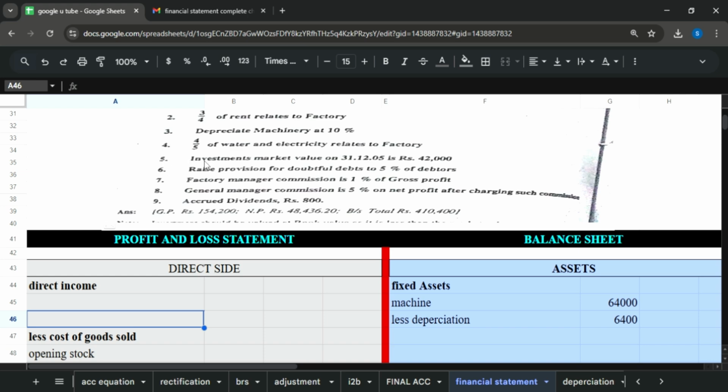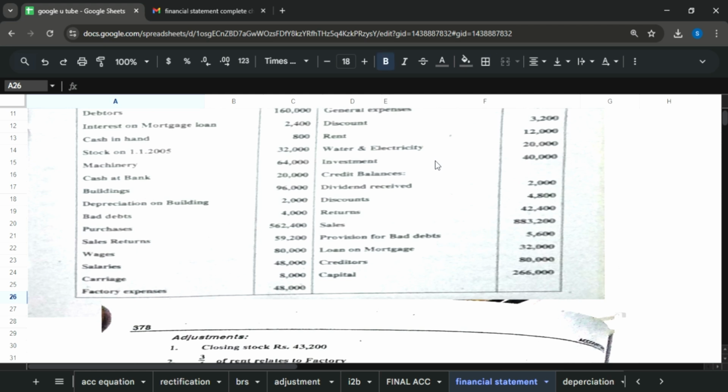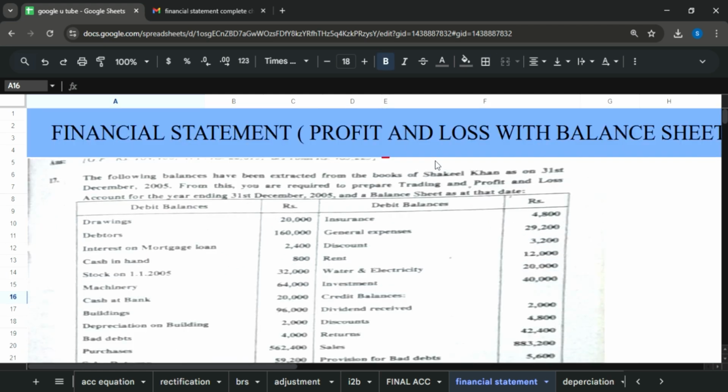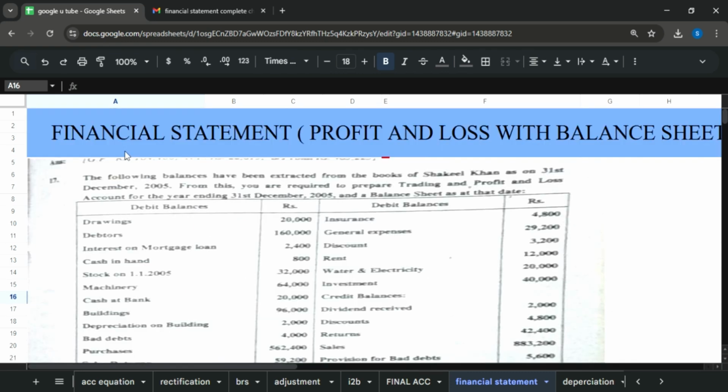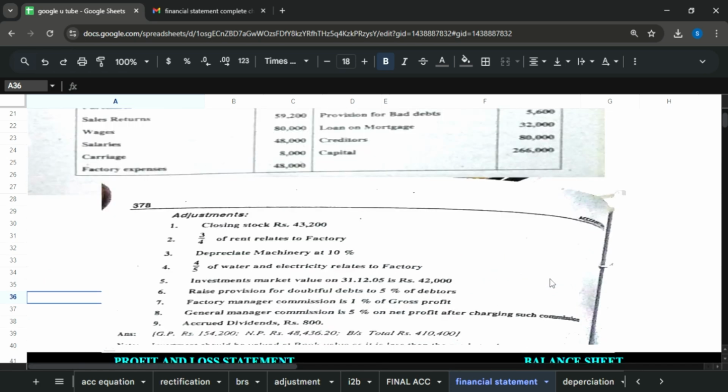Now fifth adjustment, investment market value is 42,000. We will see how much value of investment is present in your question. Here investment is not present, so we'll have to search for the amount of investment. Look here, we have investment, the amount of investment is 40,000, this is the original amount, and at the end of the question we will see what we'll have to do. 42,000 is the market value of investment.